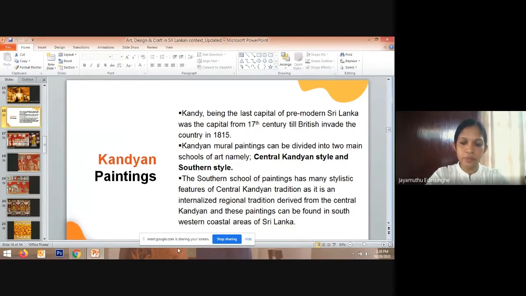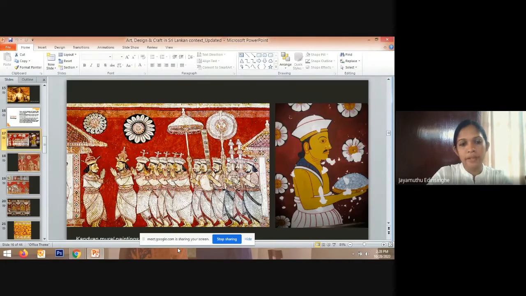Those southern paintings can be mainly found in the southwestern coastal areas of Sri Lanka. Right here, you all can see some of the examples we have from Canadian style paintings. These are the Canadian art tradition. Those are very stylistic, not like the previous classical art tradition.